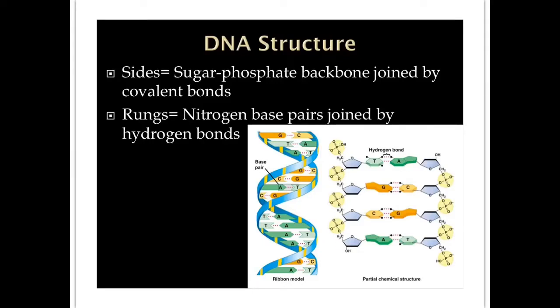The sides of my ladder are made up of the phosphates and the sugars. Phosphate, sugar. So it's known as the sugar phosphate backbone. The bonds that hold this together are covalent bonds. Now the rungs or the steps of my ladder are made of nitrogen base pairs, meaning I have 2 nitrogen bases. And then those are held together by hydrogen bonds.